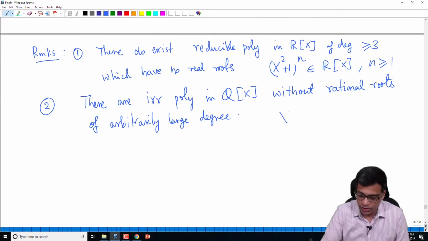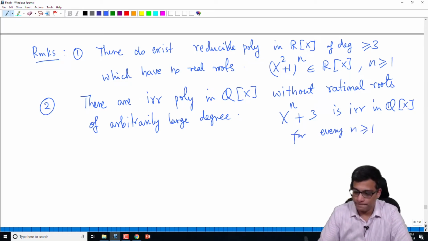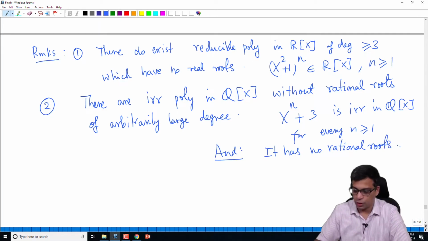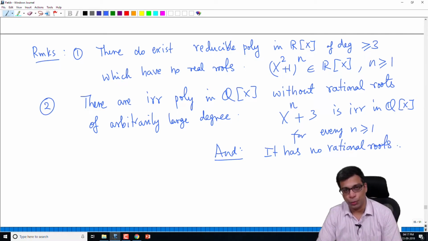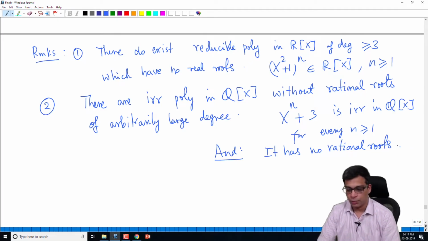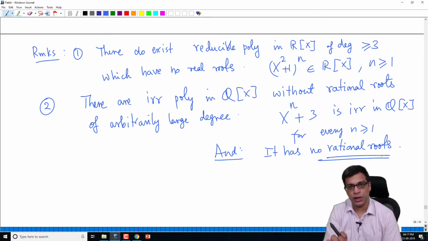Using Eisenstein criterion, for example, we know that x to the power n plus 3 is irreducible in Q[x] for every n, and it has no rational roots. Okay, square root of 3, cube root of 3, fourth root of 3, they're all not rational numbers. There are real numbers which are roots of this, but not rational numbers. So you have arbitrarily large degree polynomials which are irreducible and which have no roots.